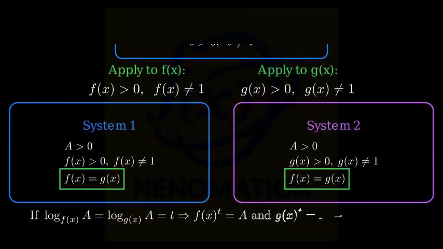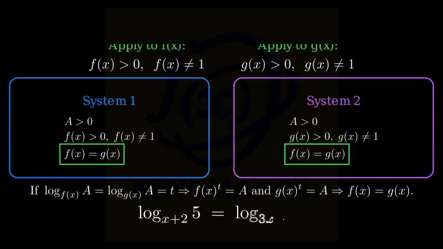Why is this true? Because if the logs are equal to the same number t, then f of x to the t equals A, and g of x to the t equals A. Therefore, f of x must equal g of x, provided the bases are valid. That is the heart of the method. Let us lock in the idea with a short example.